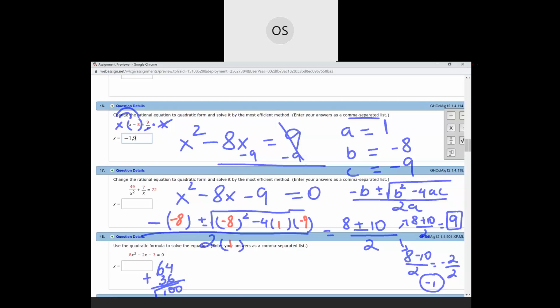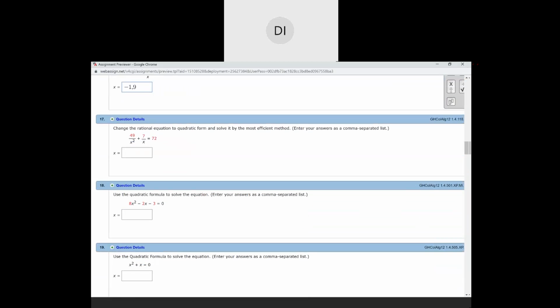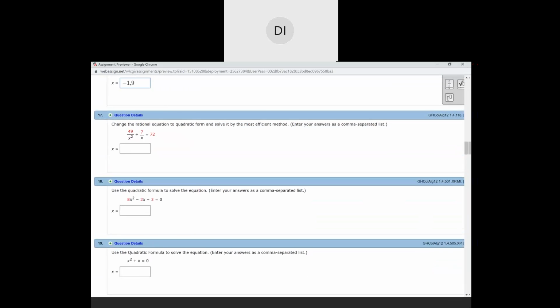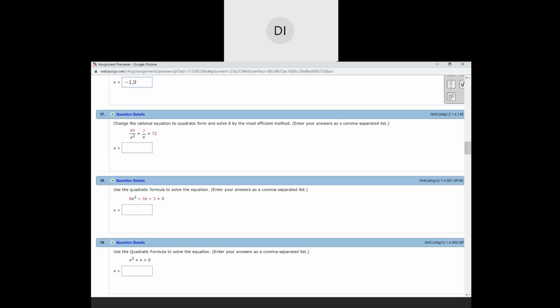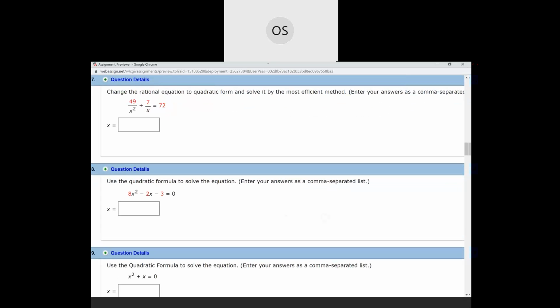And then what else? We have probably time for one more. You want 17 or something else? Yeah, let's do 17. Okay. The fractions, yeah, different numbers. So this one is going to be the same way. We're going to multiply by the denominator. So now one of the denominators is x squared, the other one is x. So what do you think we're going to multiply?